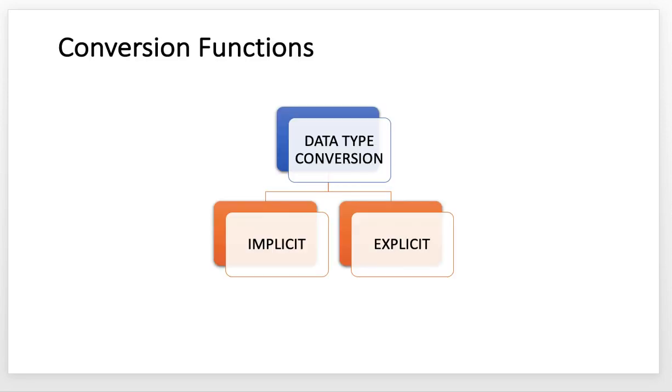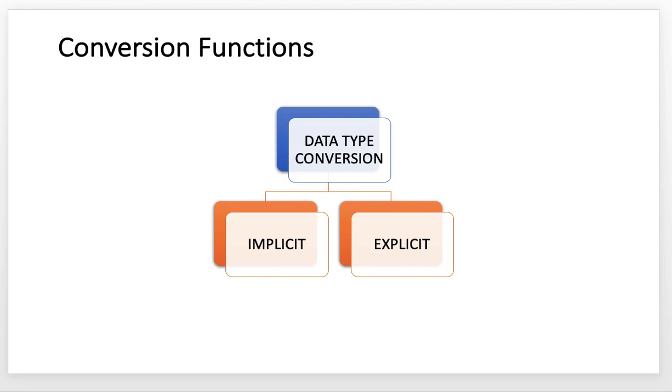Hi, today we'll be covering the Oracle SQL conversion functions. There are two types of data conversions in Oracle SQL. First is implicit and second is explicit. Implicit conversions are done automatically by Oracle SQL, and explicit are where we specify Oracle to convert the data type to a certain type.